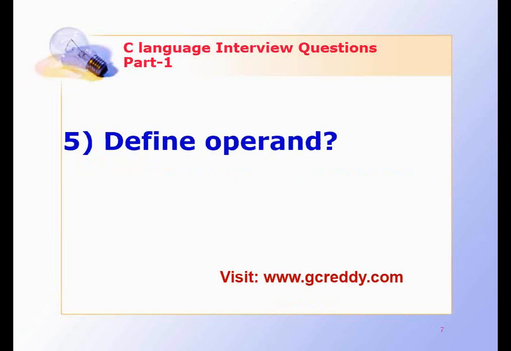Define operand. An operand is the part of a computer instruction that specifies the data that is to be operated on or manipulated, and by extension the data itself. Basically, a computer instruction describes an operation and the operand or operands on which the operation is to be performed.